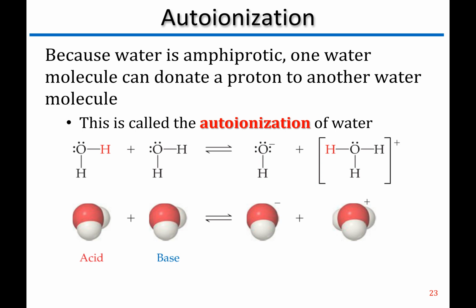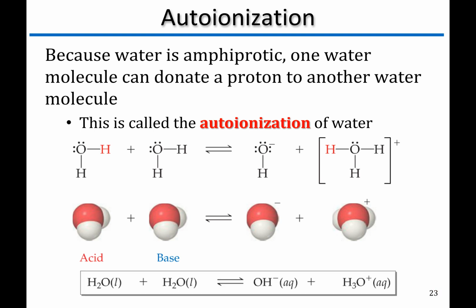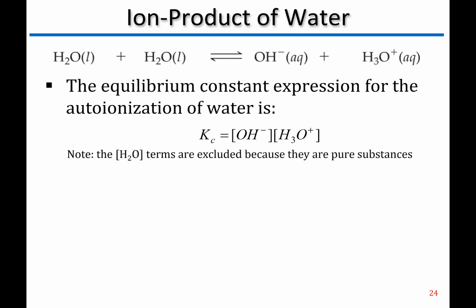Even though it can act that way, in all reality, in a sample of water you have OH minus and H3O plus. And this is due to the autoionization of water, simply because it can act as an acid or a base. So if you take two water molecules and react them, you get OH minus and H3O plus.